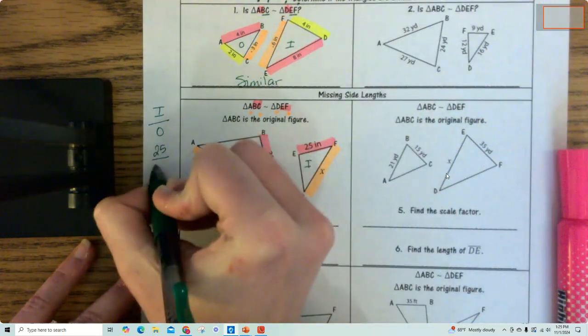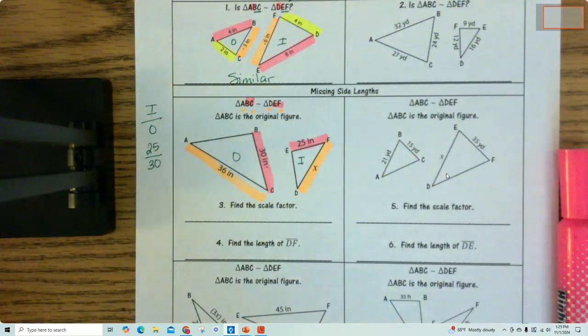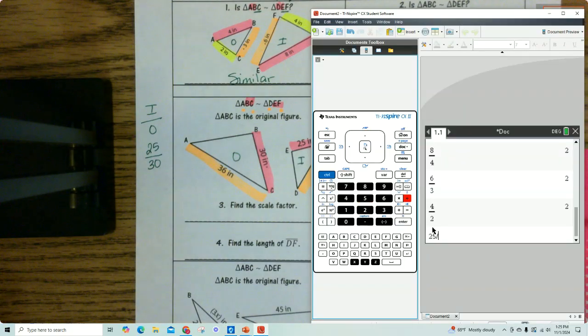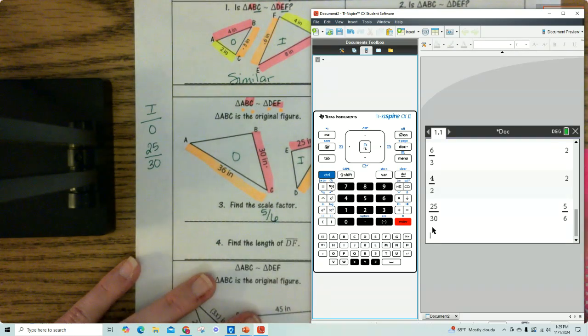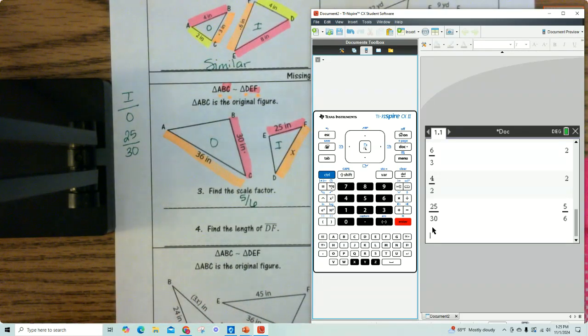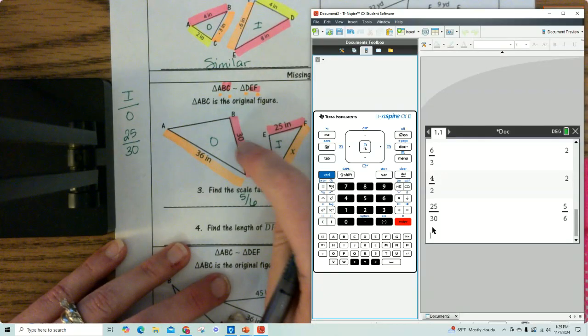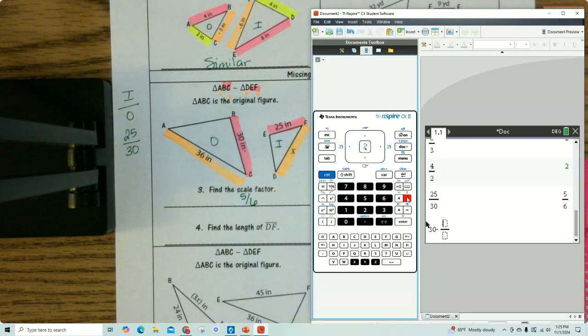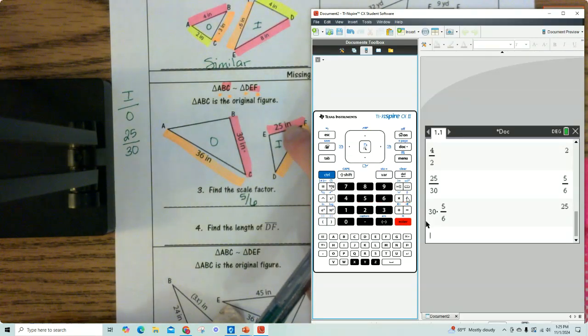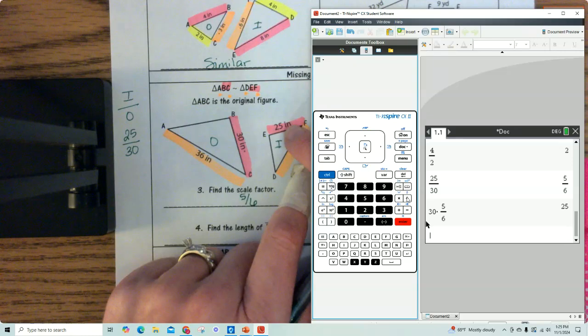Pink side on the original is 30. And then again, simplify it down. Anytime you're getting these ratios, these fractions, type them in and just see if they simplify down. So my scale factor there is 5/6. What that means is I can take matching sides, so like 30. I can take 30, multiply it by the scale factor, and I'll get the size for the smaller shape.